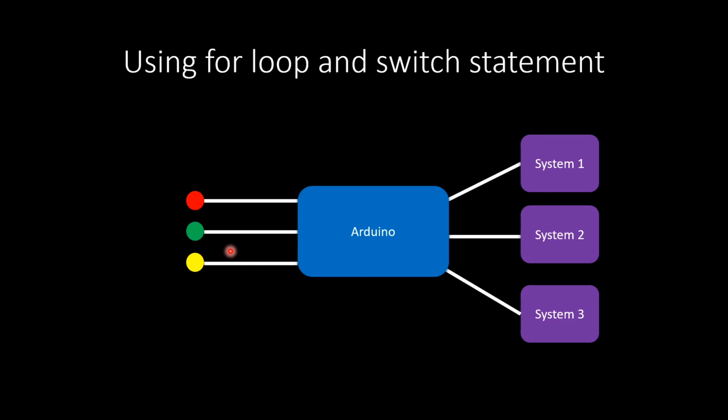So for that particular application, I can go with the for loop. Or let me take another example. Depending on these three systems, I'll just take them as buttons. Okay, so these are the buttons. Let's say they are not potentiometers right now. When I press the first button, I want to turn the red LED on. When I press the second button, I want to turn the green LED on. When I press the third button, I want to turn the yellow LED on. So for this particular application, I can go with the switch statement.